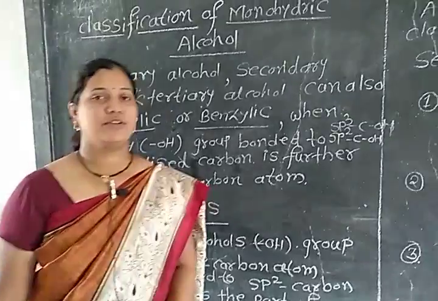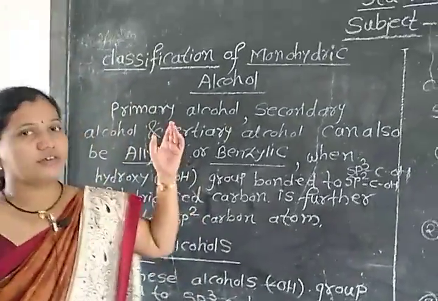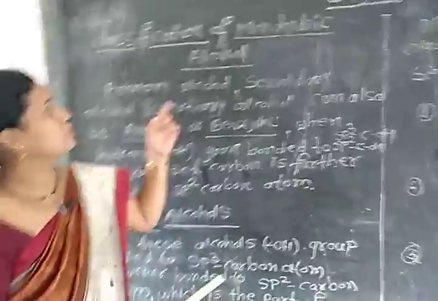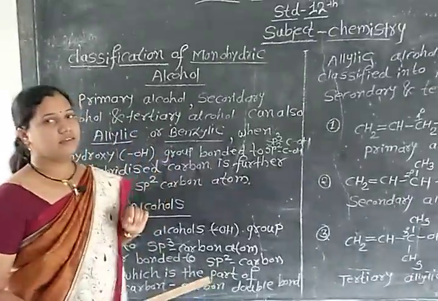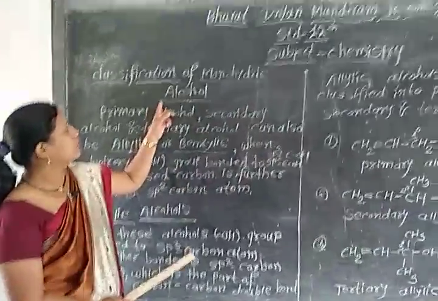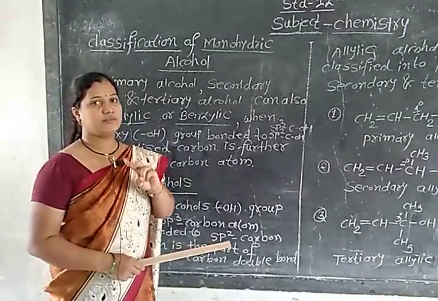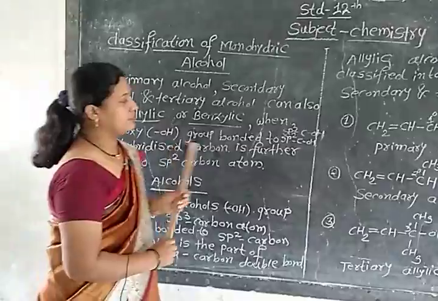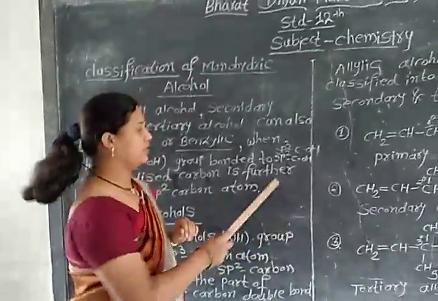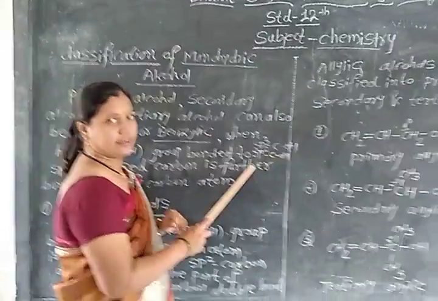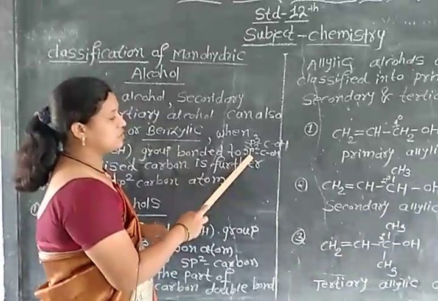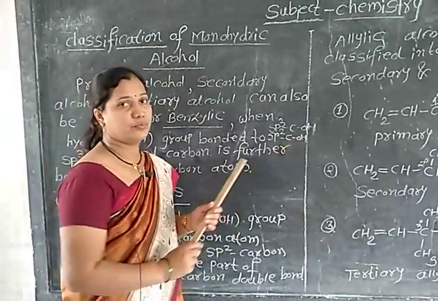Good morning, students. Today we are going to learn about the next part of the classification of monohydric alcohols. In the previous lecture, we learned that monohydric alcohols are classified into mainly two types. First is the alcohols containing sp3 C-OH bond, and second is the alcohols containing sp2 C-OH bond.